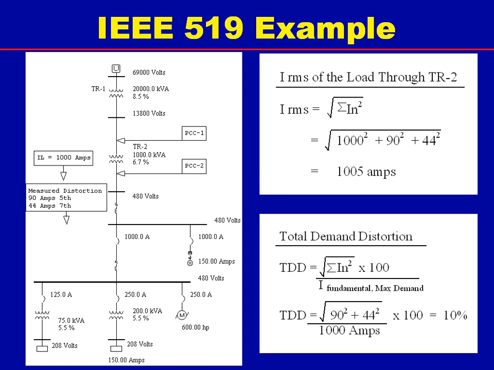We next calculate the total RMS current. For this example, the fundamental load current is 1000 amps, and the harmonic currents are 90 amps of fifth and 44 amps of seventh. This results in a total RMS current of 1005 amps. The total demand distortion is calculated by dividing the square root of the sum of the squares of the harmonic currents by the fundamental current. In this case, the total demand distortion is 10%.